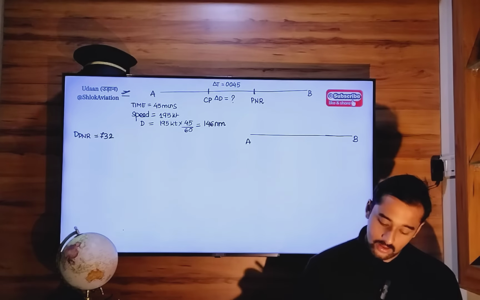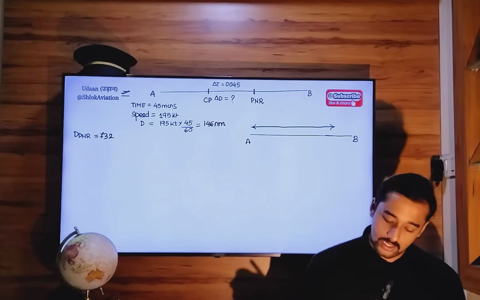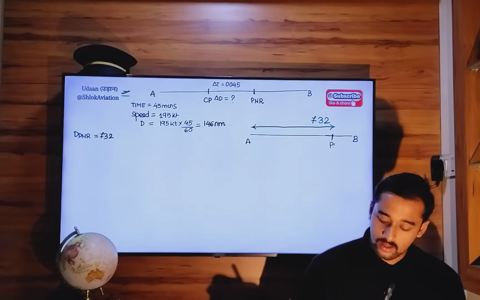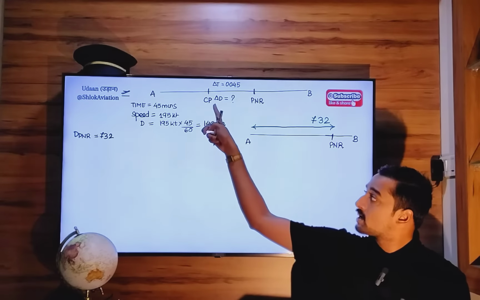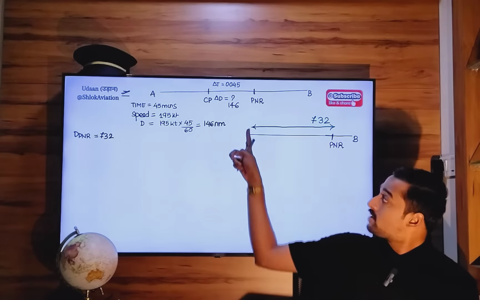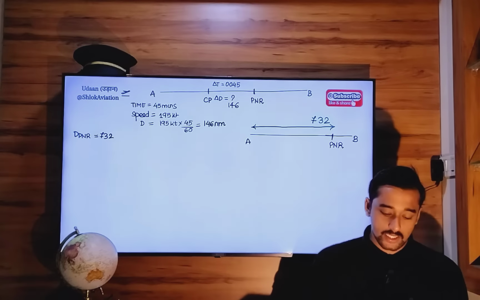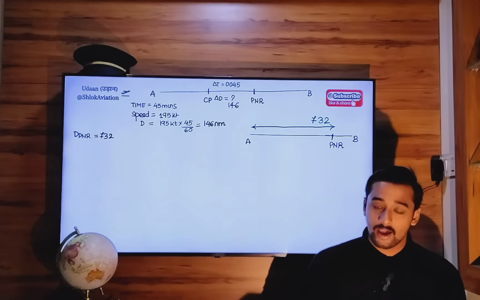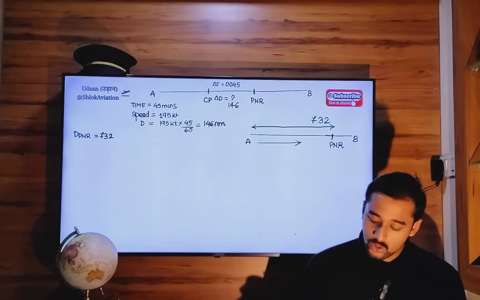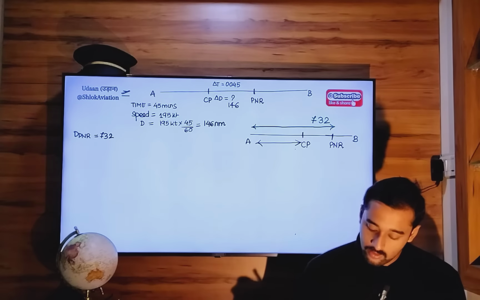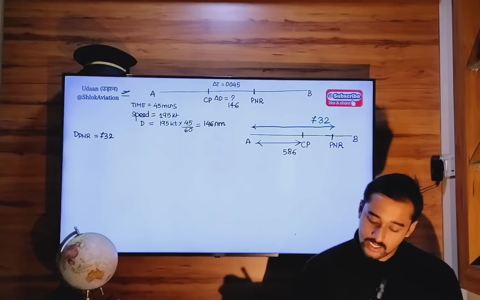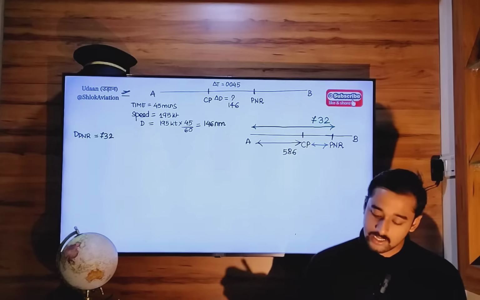From point A to PNR, the distance is 732 and your PNR is here, let's say. The distance between PNR and critical point is 146. So 732 minus 146 is 586. That means the distance from point A to critical point will be 586. Okay, and the distance between CP and PNR will be 146.